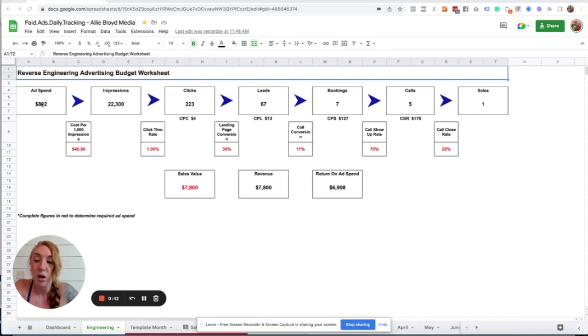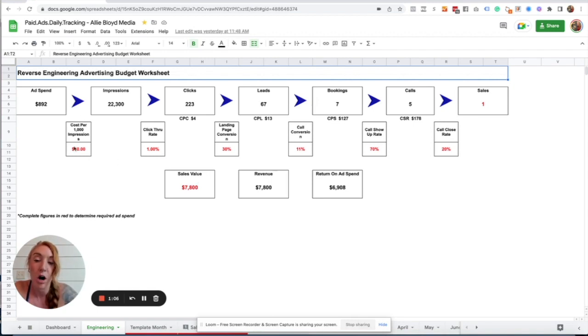So we start over here by looking at the ad spend. This is a daily ad spend recommendation. It doesn't mean you have to spend that when you first get started, but it shows you if you want to make X amount, this is what you need to be spending per day to make that happen. So the numbers in red are the only thing that you actually need to fill out. Everything else is going to auto-calculate.